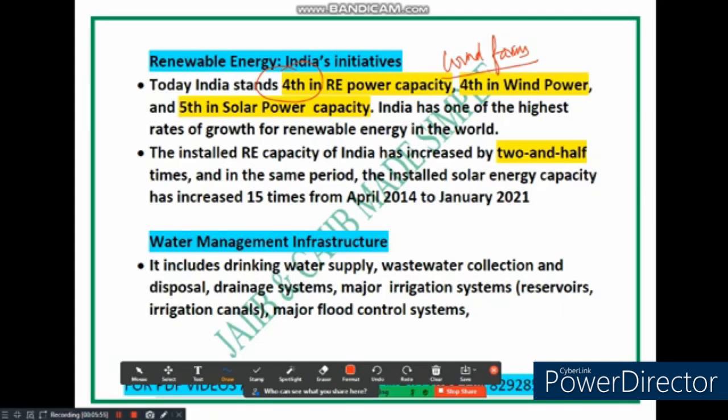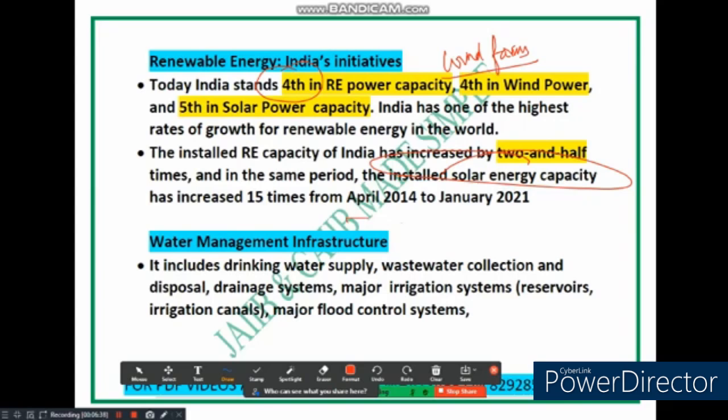The installed capacity refers to the total amount of energy that can be produced by renewable energy sources. You see this term, installed capacity. What is the meaning of installed capacity? Basically, it means the total amount of energy that can be produced by renewable energy sources. How much energy a renewable energy source can produce, this refers to the installed capacity. Okay friends, in the perspective of this installed capacity, over a specific period, India has increased its renewable energy capacity by 2.5 times. This indicates a substantial growth in the use of solar power in India.